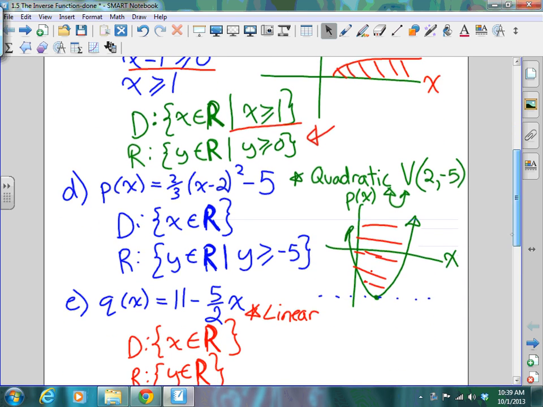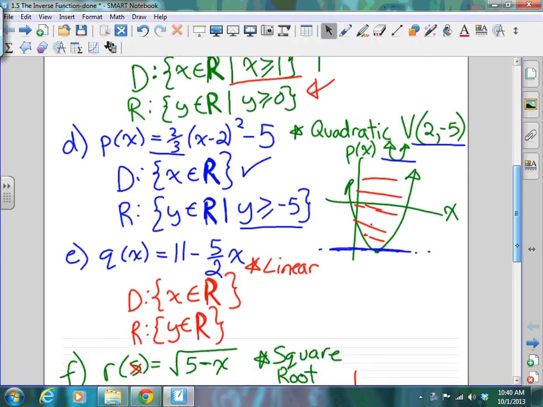Okay, example D. P of x. Again, looking at the expression, guys, you know it's quadratic. In this case, we know the vertex is 2 and negative 5. Looking at our a value, you know a is positive, so that means it opens up. So in this case, we have a minimum. So when we do our restrictions, domain is such that x belongs to a set of real numbers. But for y, in this case, it can be greater than or equal to negative 5. Again, that's your optimal value there, and it's a minimum this time, so it has to be greater than or equal to negative 5.